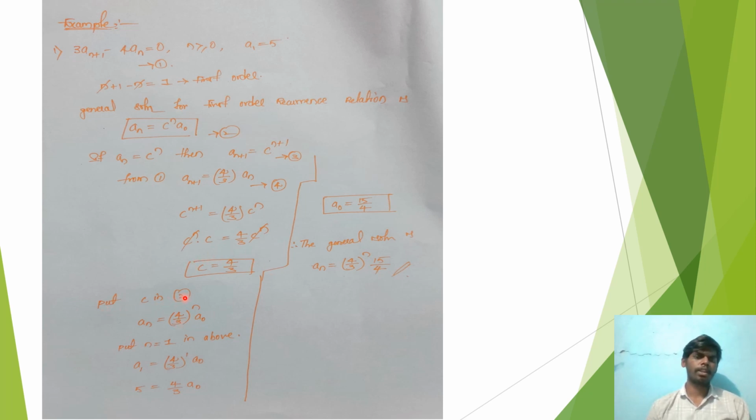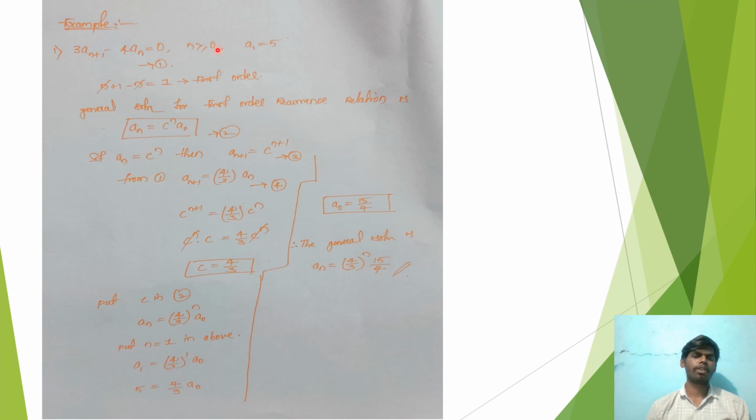Now let us put c in equation 2, so that we get the general solution for the first order recurrence relation. So an is equal to 4 by 3 to the power of n into a naught. If no a naught value is given, we need to find the a naught value first.